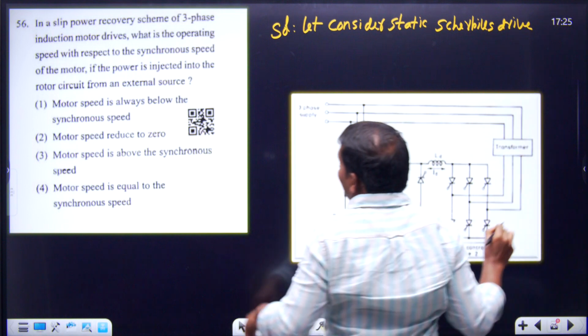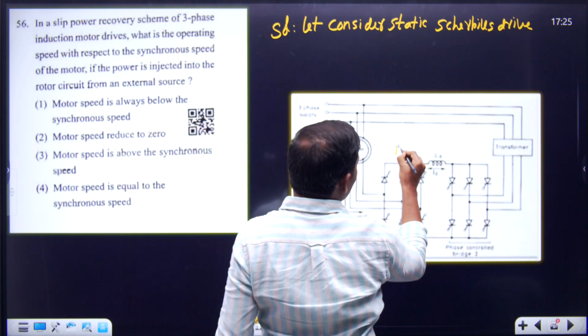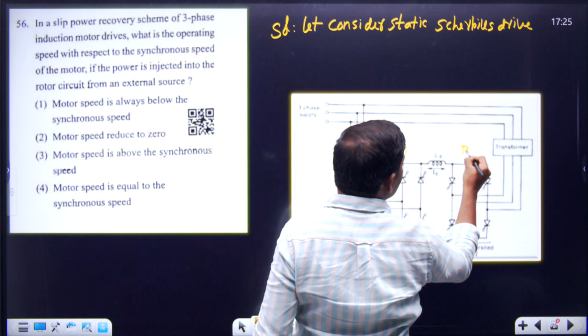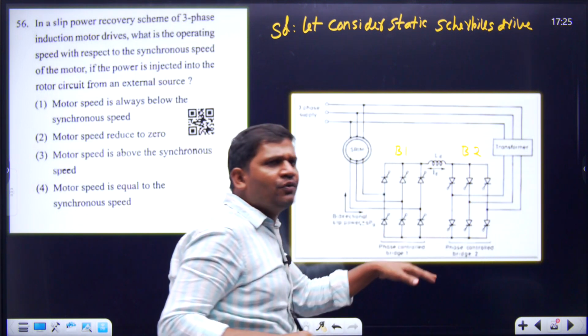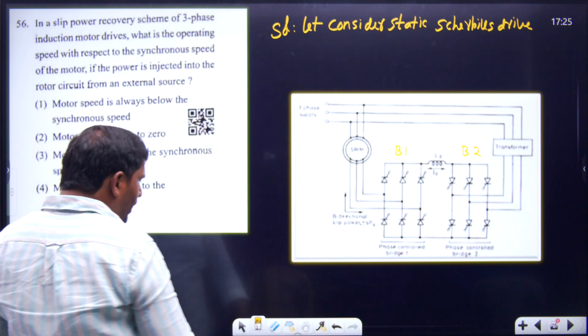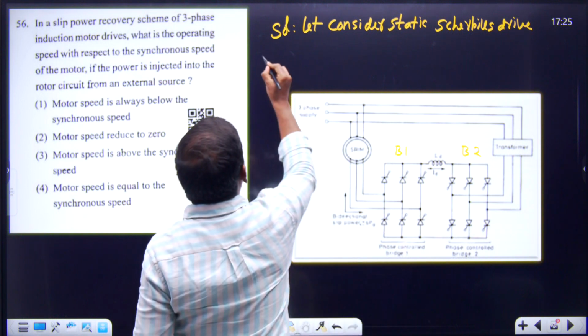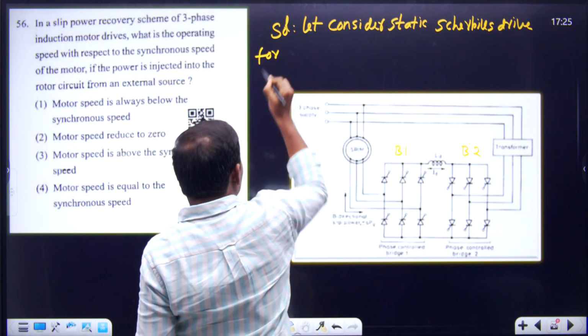Okay, here this is bridge 1. This is bridge 2, students. Two bridges, there are two rectifiers here, two three-phase rectifiers I have taken. Point to remember: if alpha 1 is less than 90 degrees for subsynchronous speed, there are two cases, students.